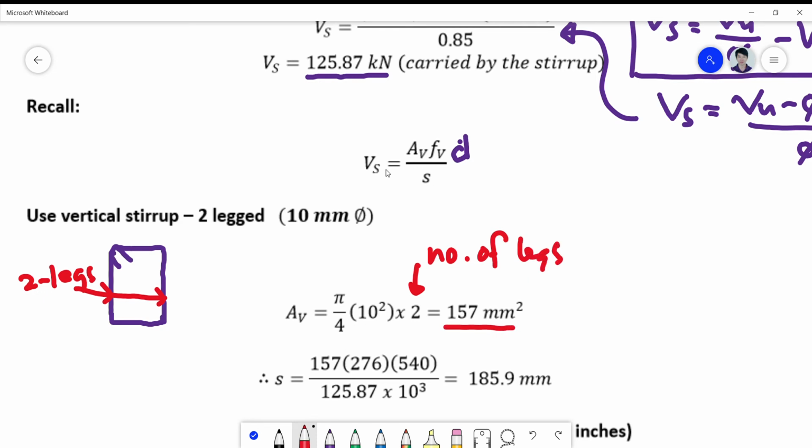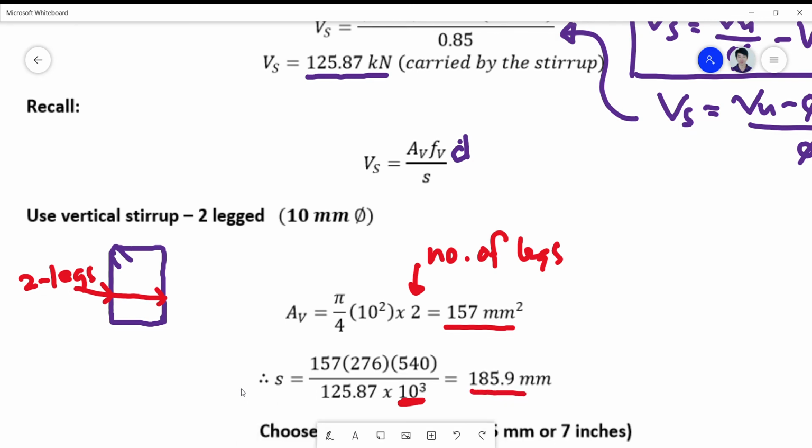So S is equal to Av fb d all over Vs. This Vs is in kilonewton, so you convert it into newton because the rest is in megapascal. So this must be consistent: millimeter, newton, megapascal will give you 185.9 millimeter.